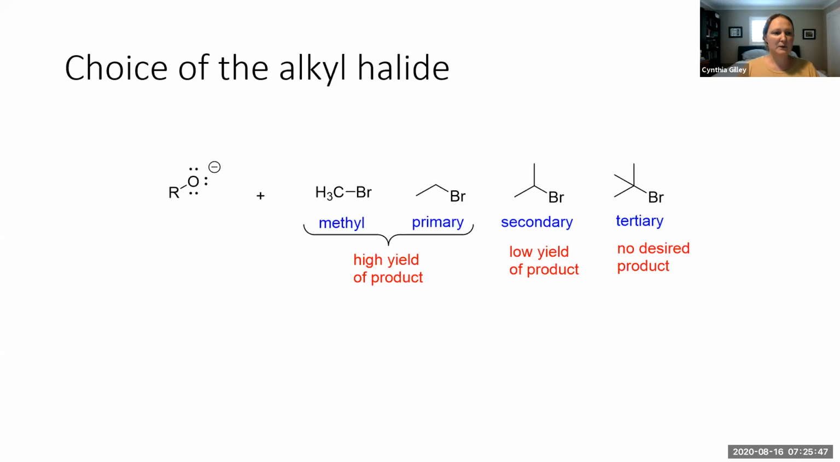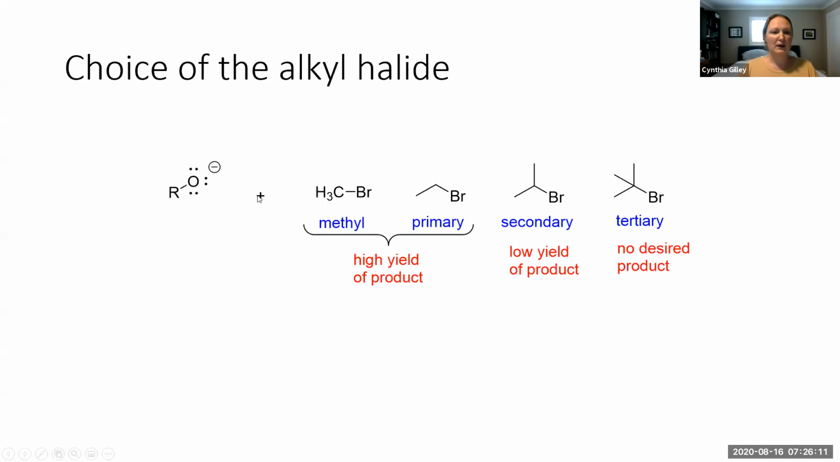The second part of the reaction involves an SN2 reaction of your phenoxide, or in the case of a different reaction, an alkoxide, with an alkyl halide. The first thing that should be said about the alkyl halide is that the carbon attached to the leaving group, in this case called the alpha carbon, has to be sp3 hybridized.